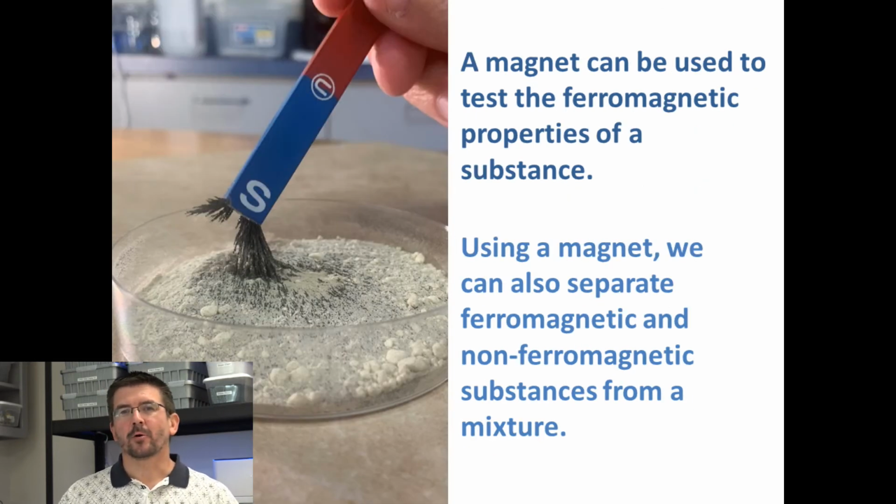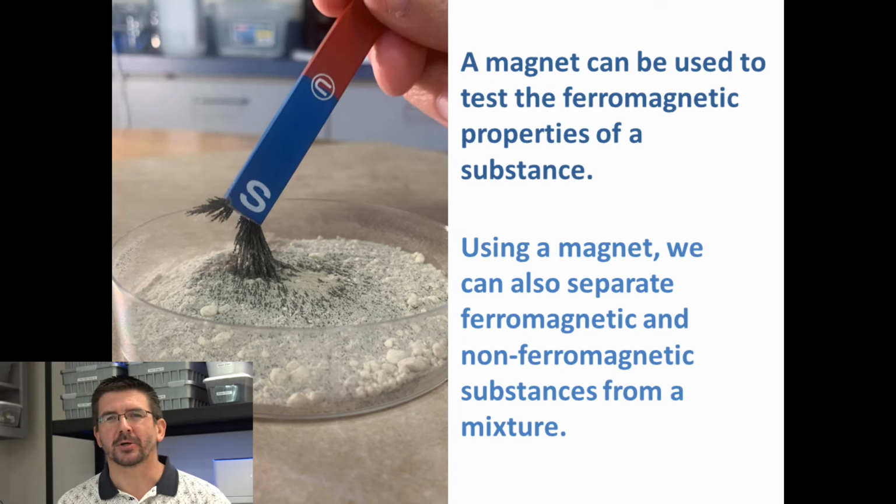Now, obviously, if we want to test if a substance is ferromagnetic or has these properties, we're able to test it with a magnet. We'll be doing some activities in the next few days looking at how we can test ferromagnetic properties and studying the different ferromagnetic properties of different materials so that we can see what materials will attract to a magnet versus what materials won't.